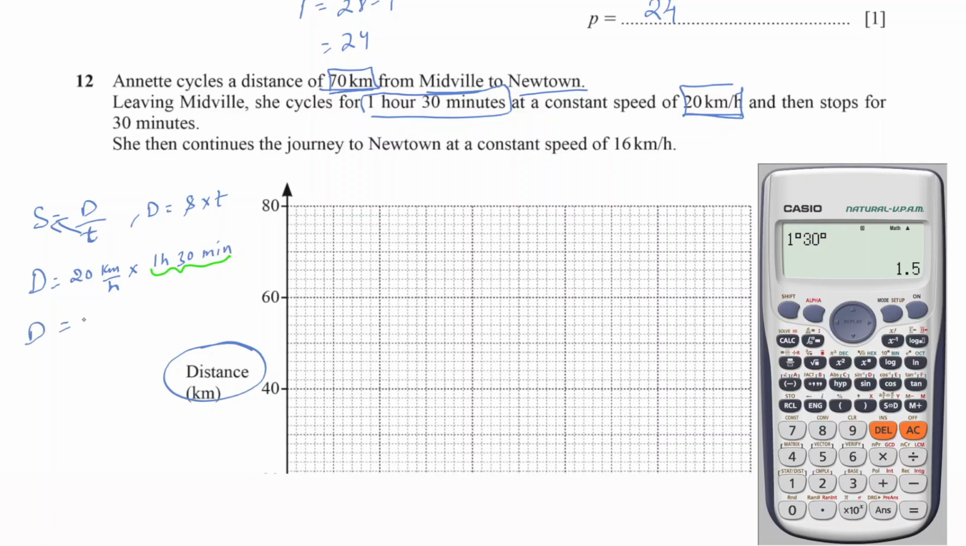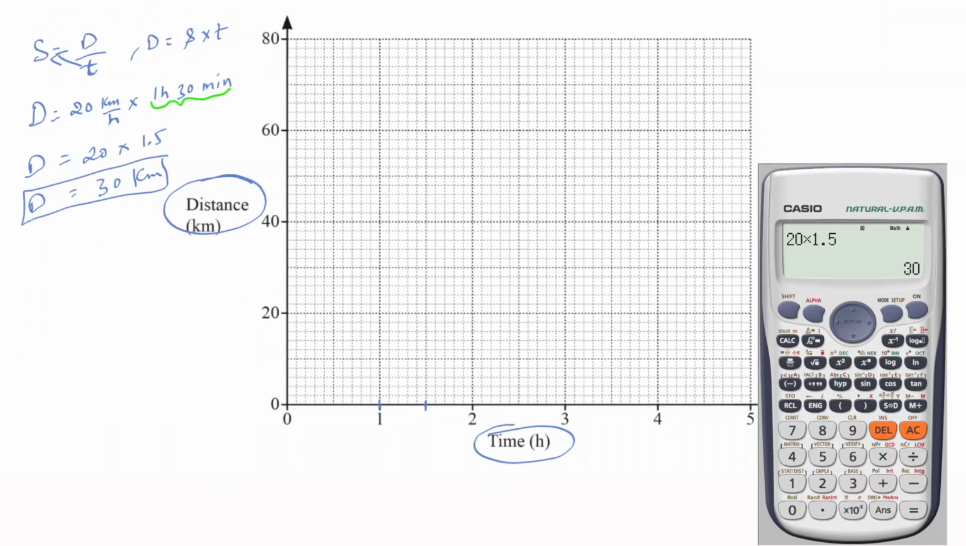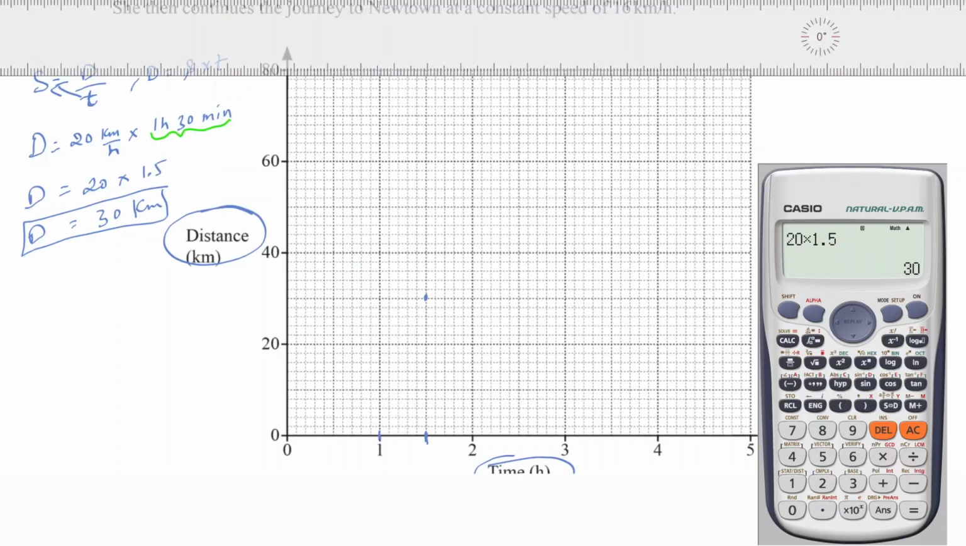So distance equals speed, 20 kilometers per hour, and time, 1 hour and 30 minutes, converted to 1.5. Just now we did it in our calculator, so it becomes 1.5. So distance equals 20 times 1.5. It means that the distance is 30 kilometers. She is able to travel 30 kilometers in 1.5 hours. That's what we have to draw in a graph now. So 30 kilometers is here somewhere, right? So this is 30 kilometers. So she is traveling 1.5 hours. So let's use a scale to draw this one.